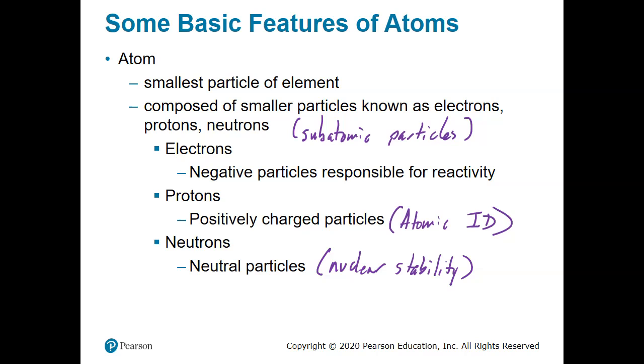Why do we need the neutrons? Well, we know that opposite charges attract, right? So the protons and the electrons are attracted to each other. But what about the protons to themselves? Well, if opposite charges attract, like charges would repel. So the job of the neutron basically is to keep those protons far enough apart from each other that they don't just fly apart. They're there as spacing.